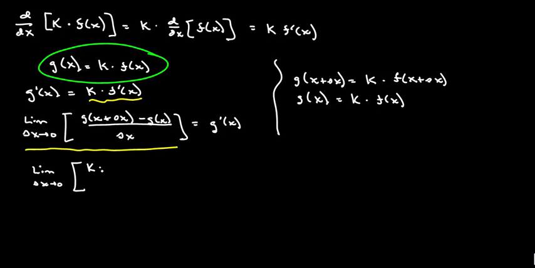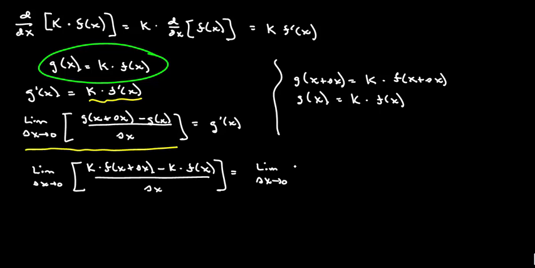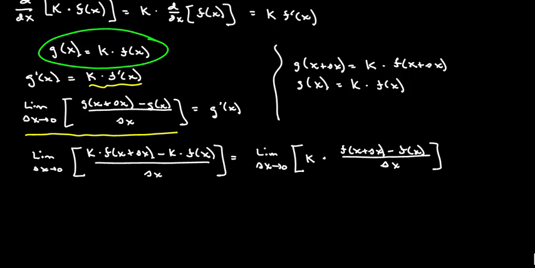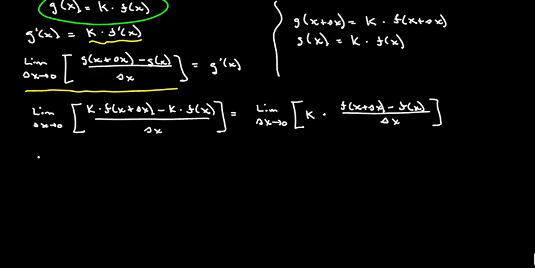So this is going to give me k times f of x plus delta x minus k times f of x, all over delta x. Now we can go ahead and factor out a k. So this is going to be the limit as delta x goes to 0 of k times f at x plus delta x minus f of x, over delta x. Now using our product rule for limits, we get the following.